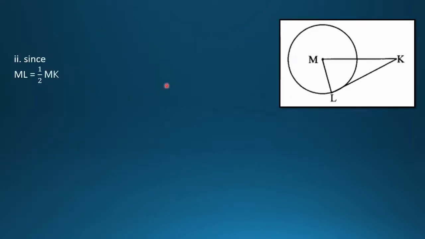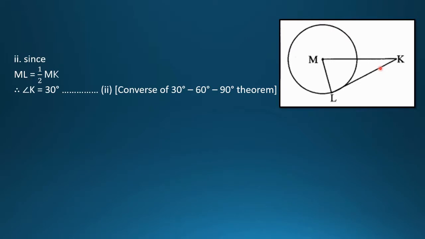We know that ML will be half of MK, and angle K is 30 degrees. By converse of the 30-60-90 theorem, the side opposite to 30 degrees is half of the hypotenuse. So similarly, by converse, if ML is half of the hypotenuse, then angle K has to be 30 degrees.